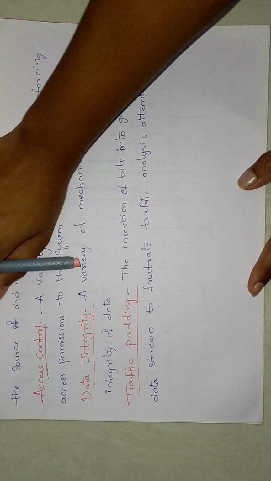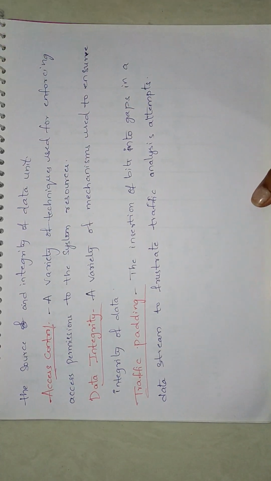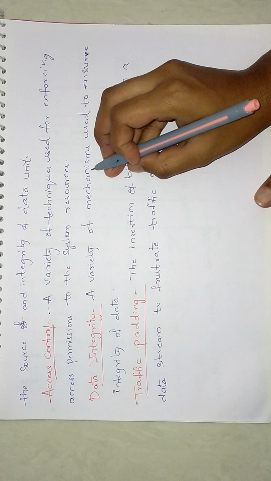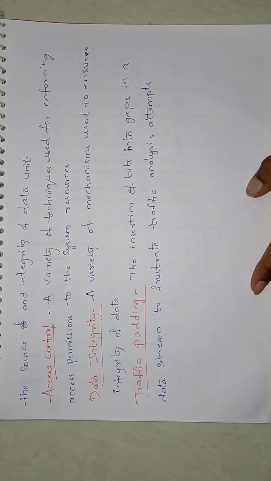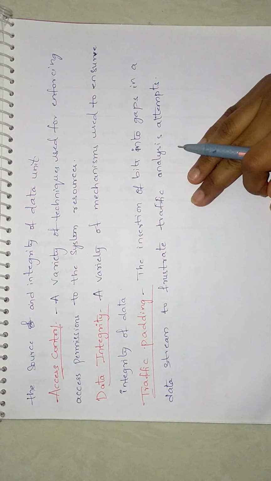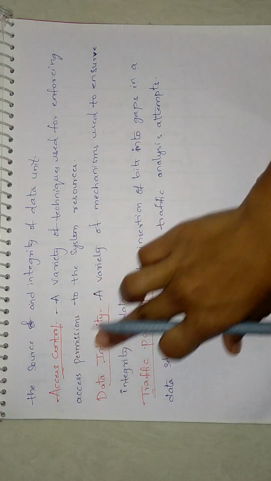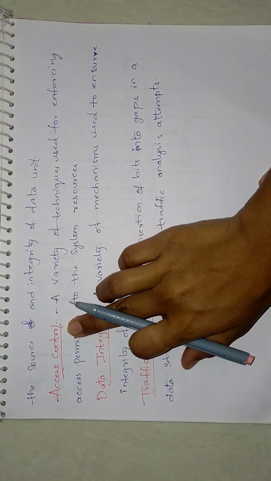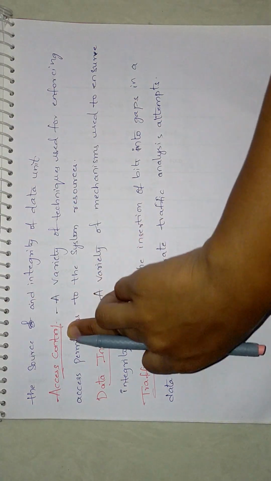The next one is access control. Access control means there are many techniques used for access permission to system resources. That means users will have a certain level of access, and only these kinds of users will have access to a particular message or particular data. Those permissions are all managed in this access control layer or access control service.